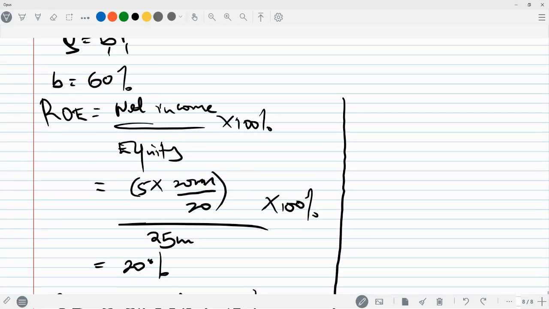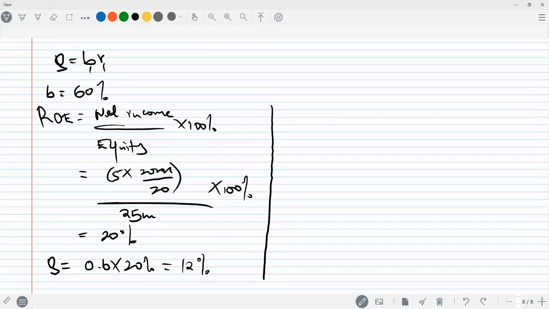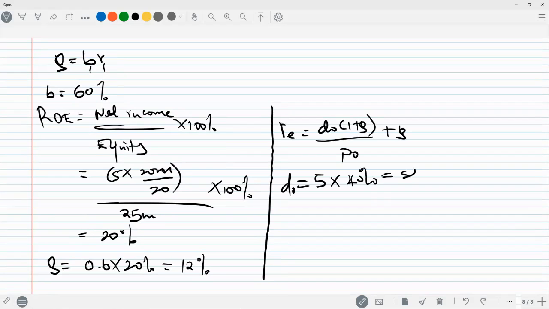The cost of equity is given by D0 (1 + g) divided by P0 plus g. D0 is the most recent paid dividend. Don't forget the company has an earning of 5. They pay 40%, therefore the amount they paid during that particular time period was equal to 2, because the earnings was 5 and they paid 40%.